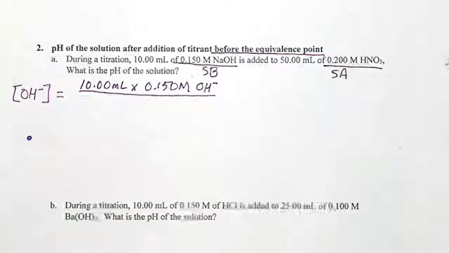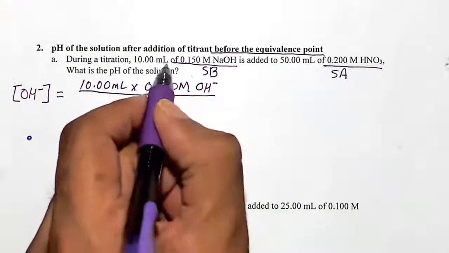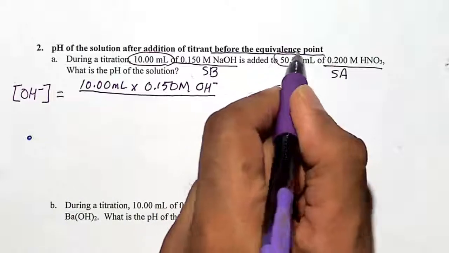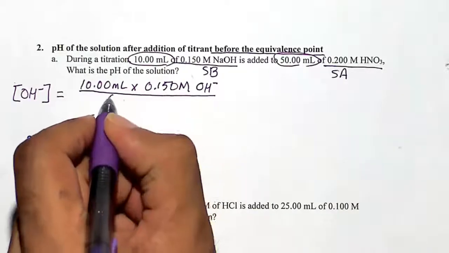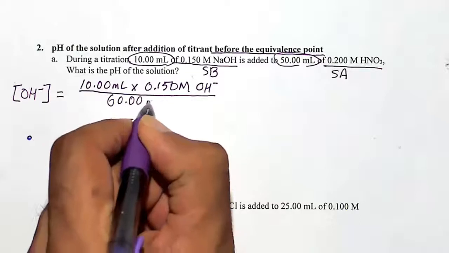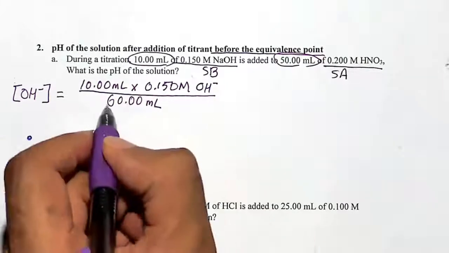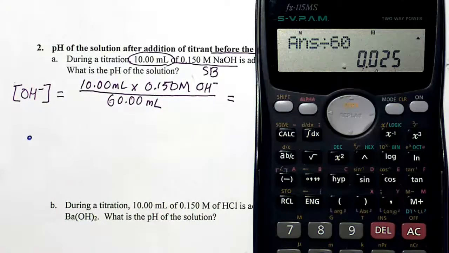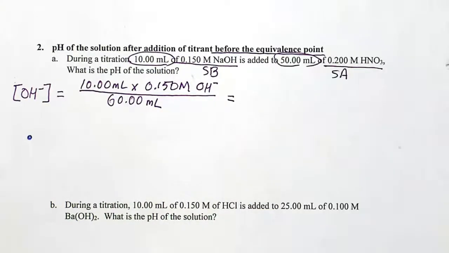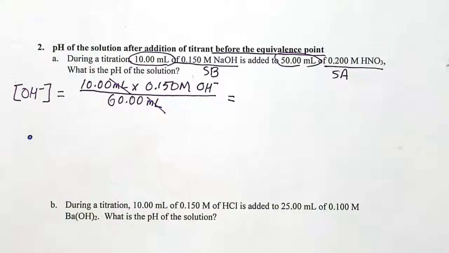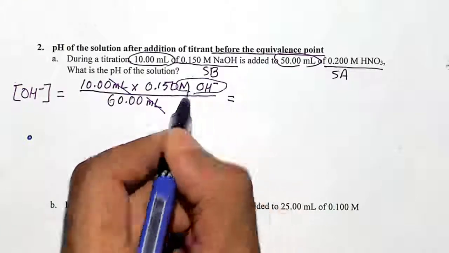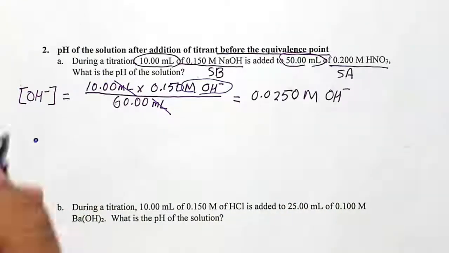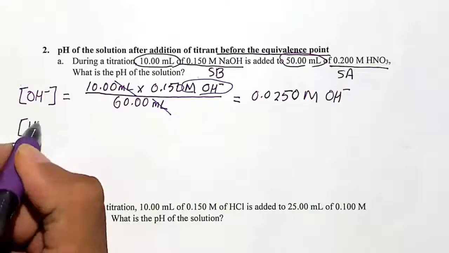And you're dumping it into a solution that has a total volume of what? It has a total volume of 10 mL plus 50 mL. So you have a total volume of 60.00 mL. That's your total volume in this new solution. So my final concentration is going to be 0.025 molar. You can notice here my units cancel, the mL here and the mL here cancel. I'm left with units of molar hydroxide. Let's do the same thing with nitric acid.